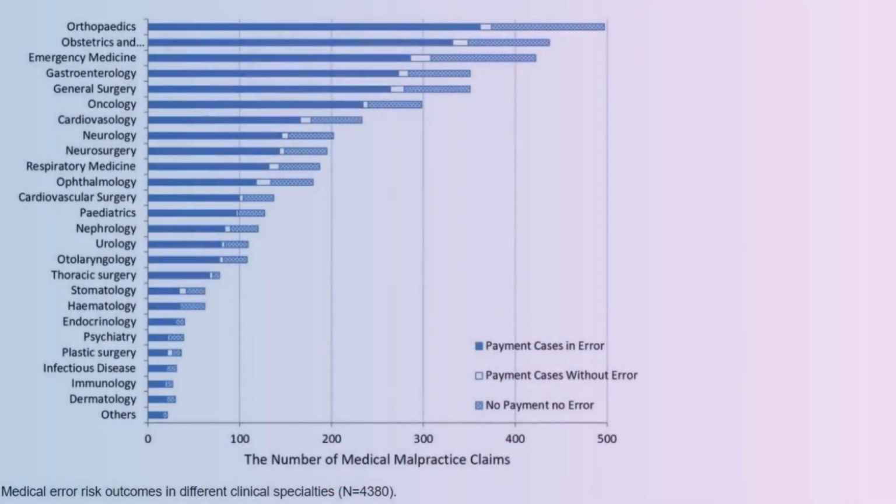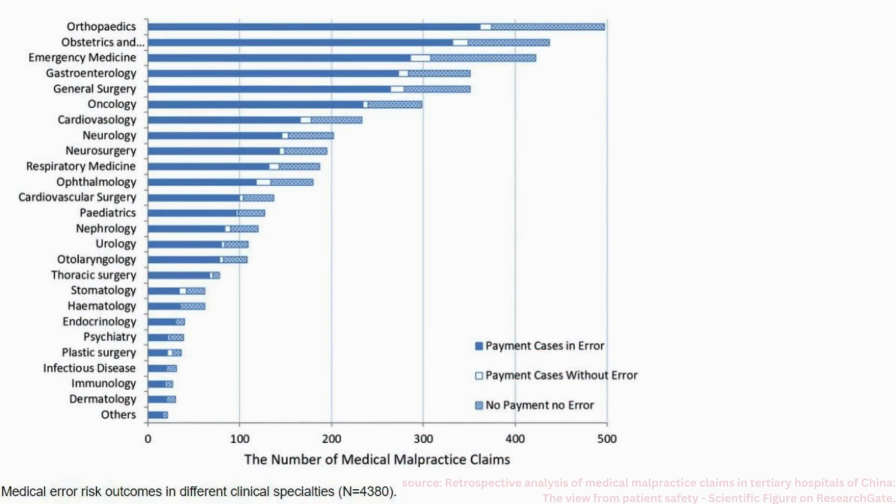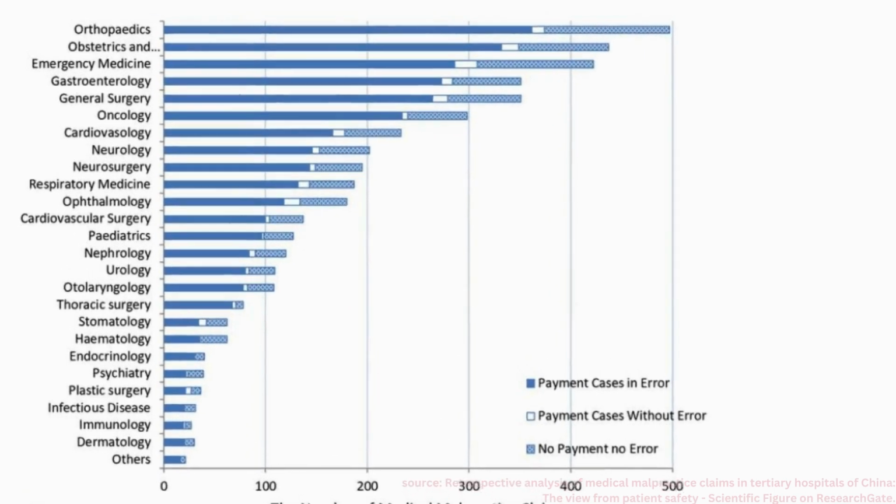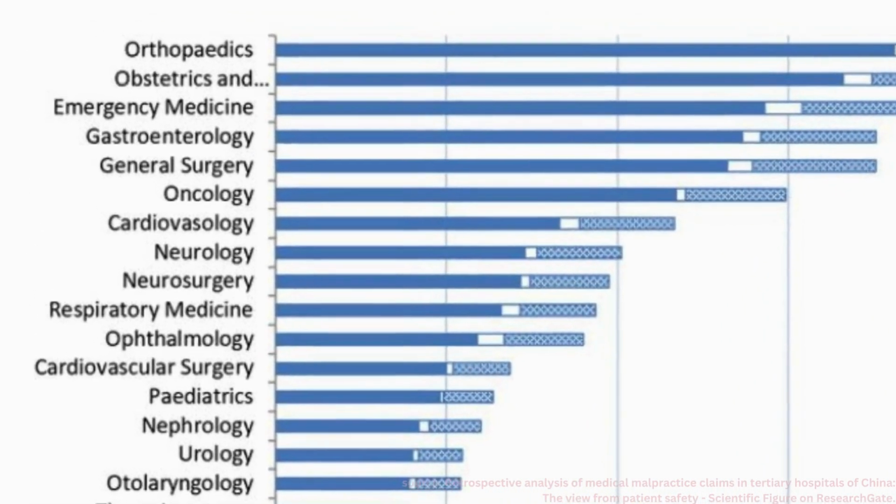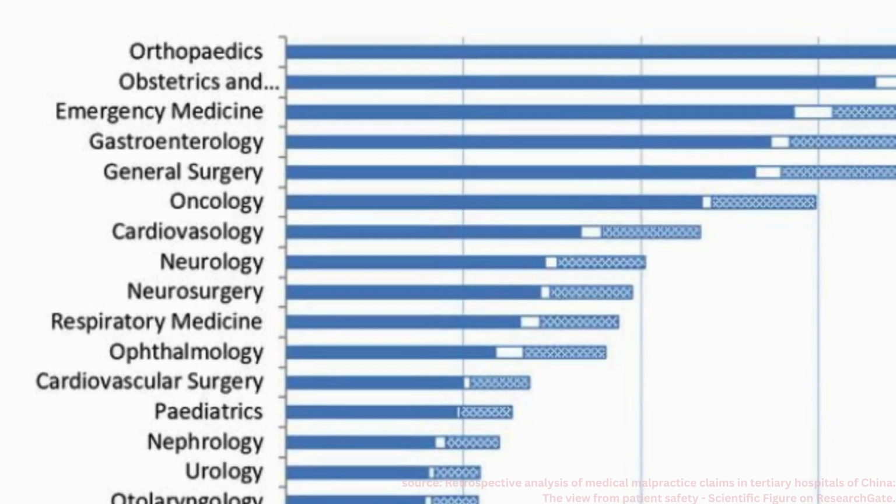Here is a graph of medical error risk across different surgical specialties. The data shows that surgical errors are alarmingly common in several specialties, with orthopedic leading in the number of claims. These mistakes not only increase the risk of complications, but also highlight the critical need for more effective training and preventive measures in surgery.